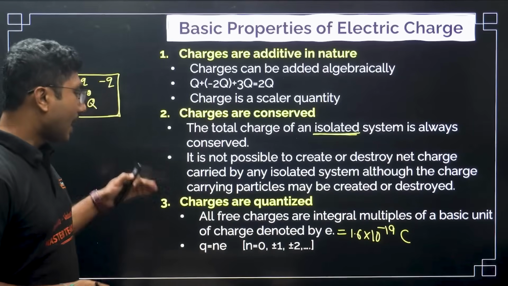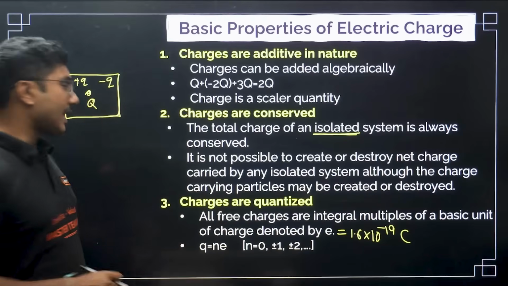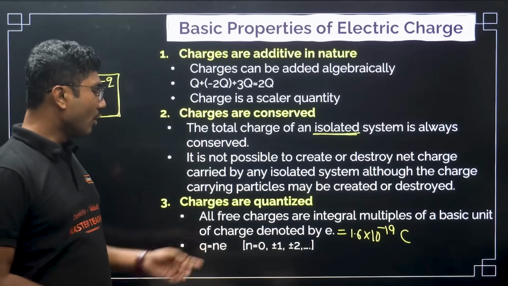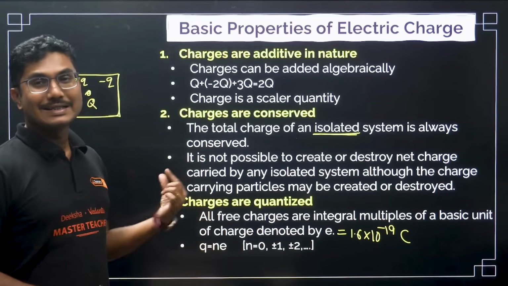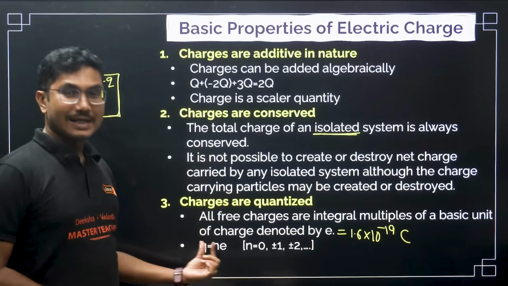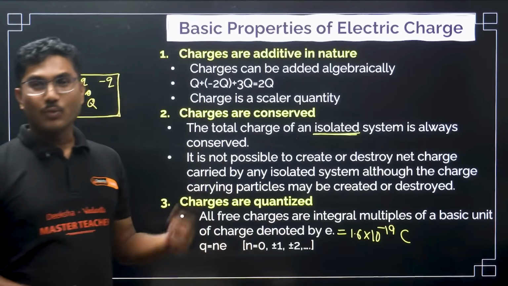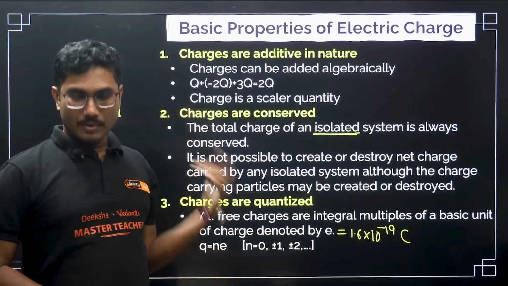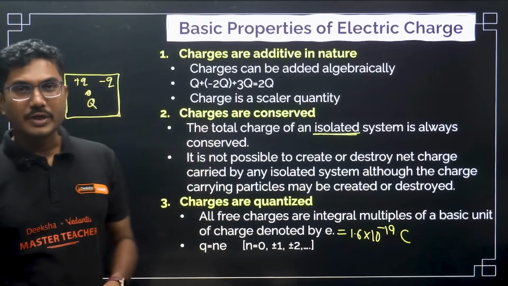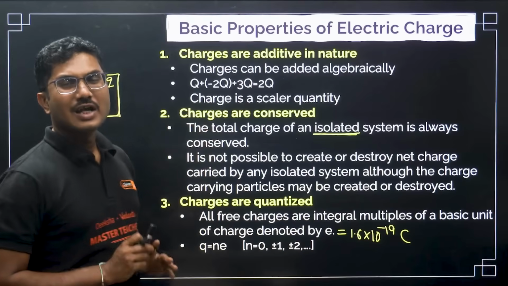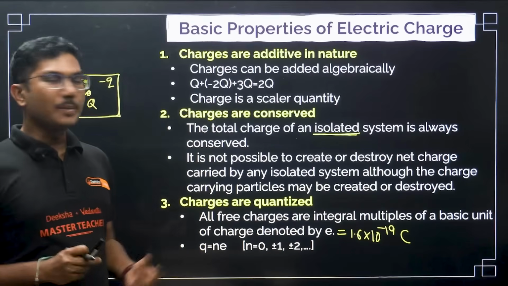Now any charge can be written as q equals n times e. What is n? n is an integer. Integer means 1, 2, plus 1, minus 1, plus 2, minus 2. 0 is also considered to be an integer. So any charge is always an integer multiple of this factor.